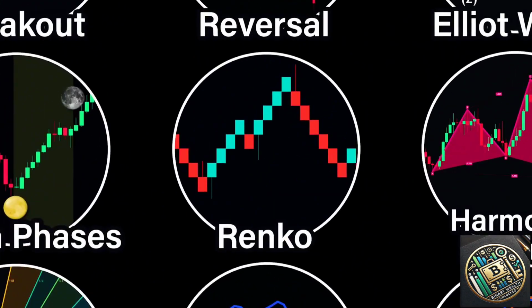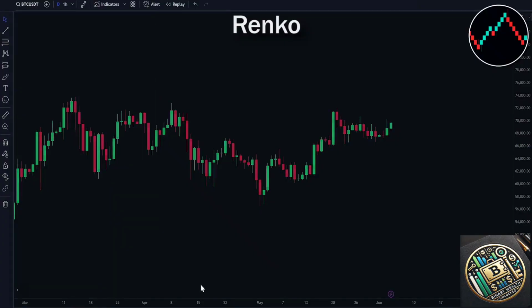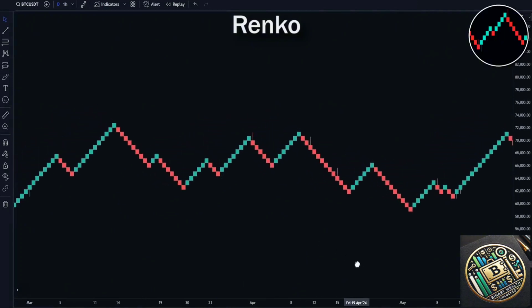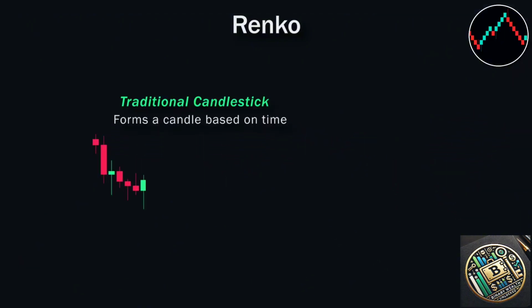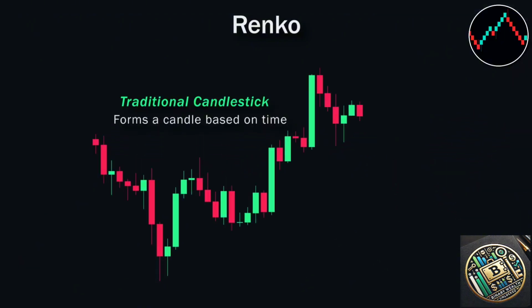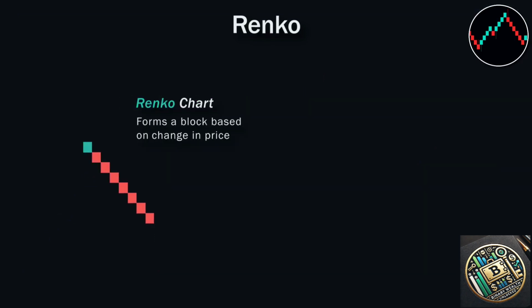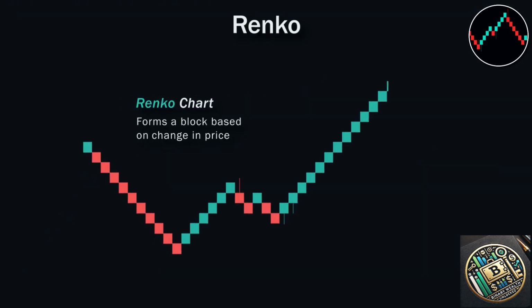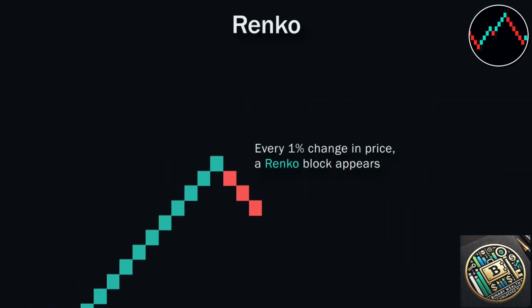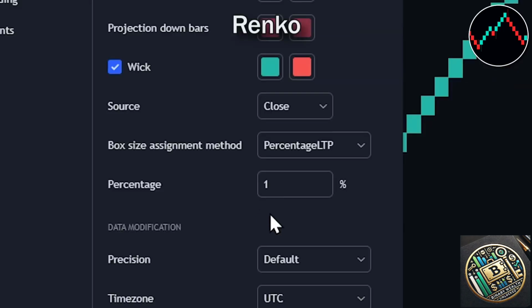Renko. It replaces a traditional candlestick chart with a Renko chart. So, unlike a traditional candlestick which forms a new candle based on a certain period of time, a Renko chart forms its block based on the change of price. For example, every 1% change in price, a Renko block appears. This means that each Renko block represents a 1% change in price. Of course, you can change the parameters of this through the indicator settings.